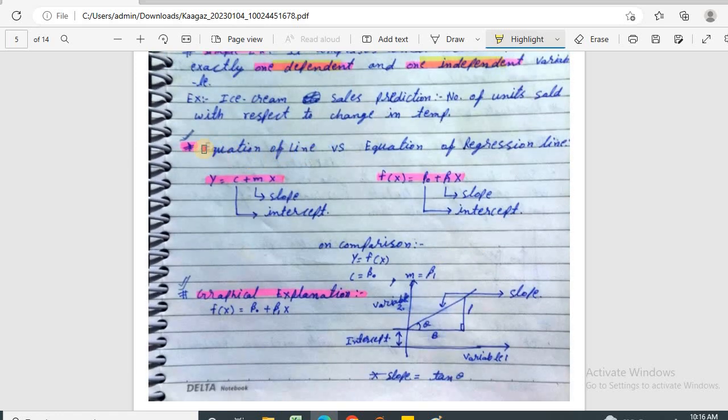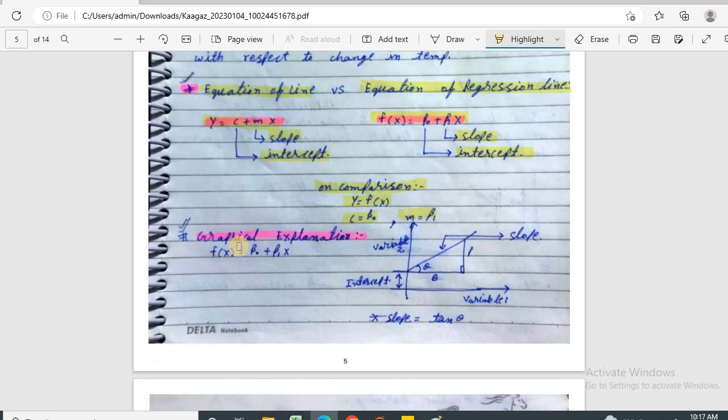Now comparison between the equation of a line and the equation of the regression line. The equation of a line is represented as y = c + mx, and the equation of the regression line is represented as f(x) = beta naught + beta 1 x. Here c is the intercept and m is the slope. Here beta naught is the intercept and beta 1 is the slope. On comparison we find that y = f(x), intercept c = beta naught, and slope m = beta 1.